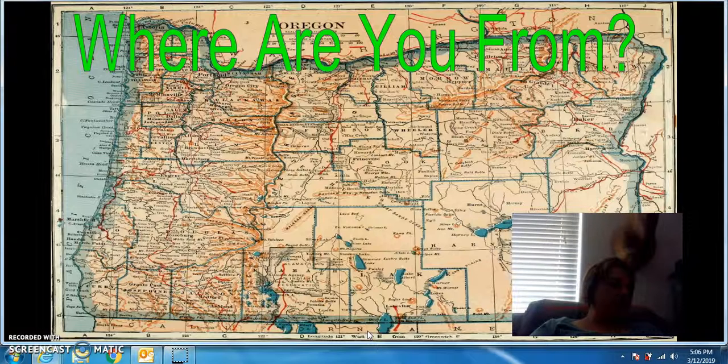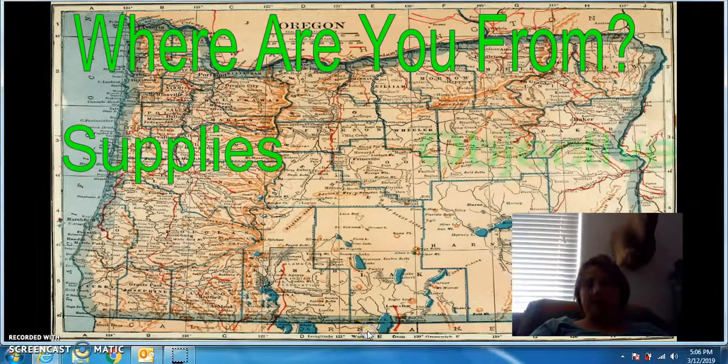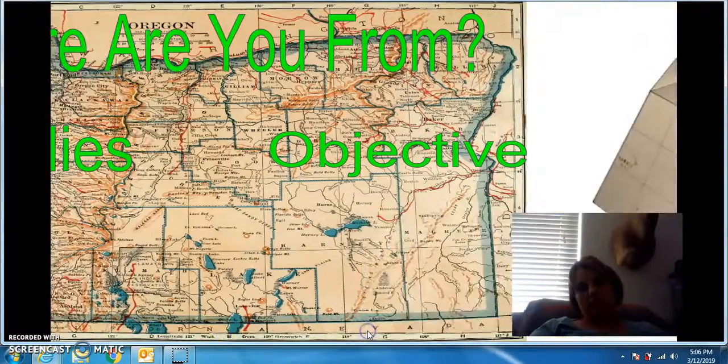As they come out with their parents, they will be placing a sticker on the map of where they were born, and they'll take the Sharpie and put their initials on it. So I went over my supplies and the objective.